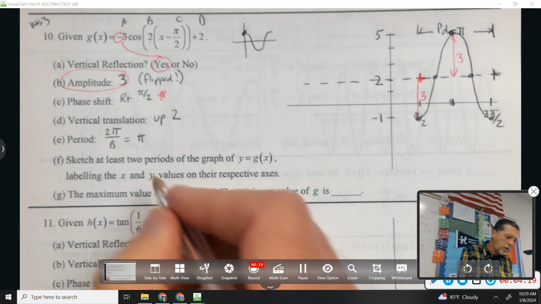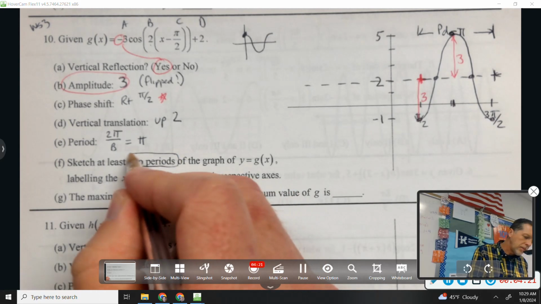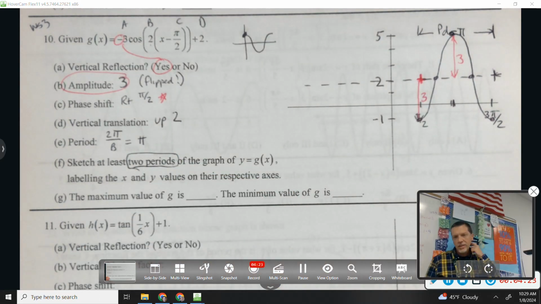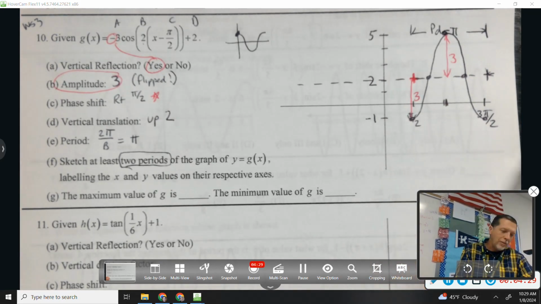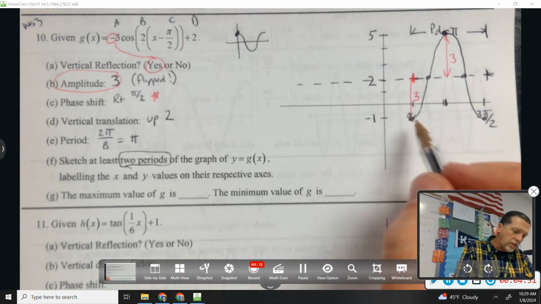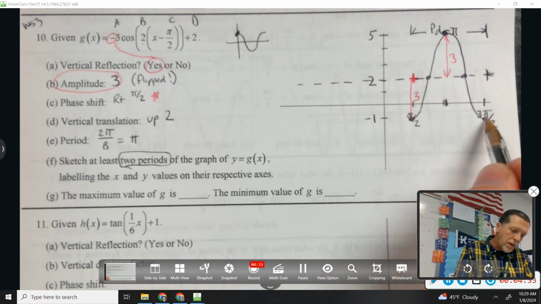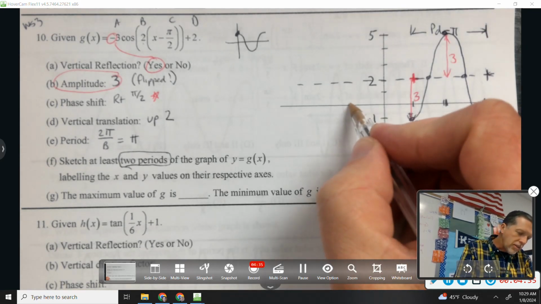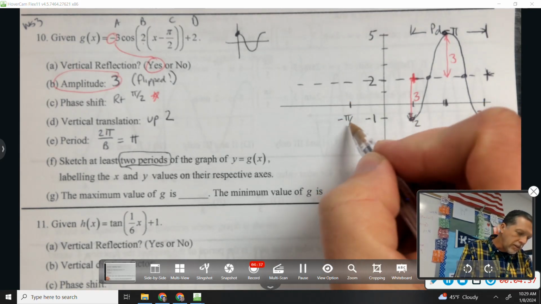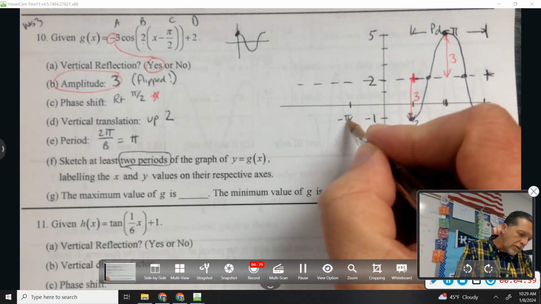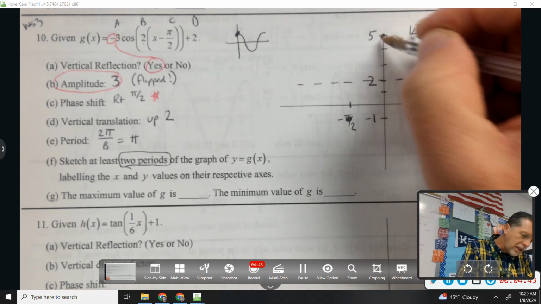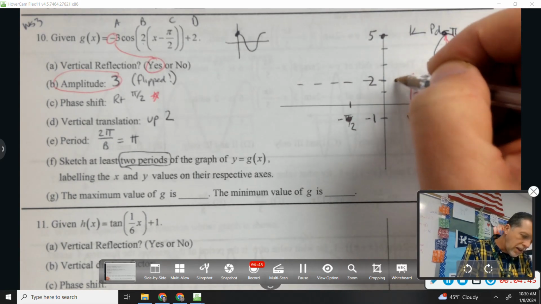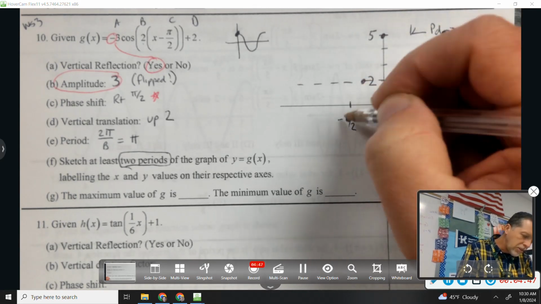Sketch at least 2 periods. Again, that's our default, unless it says otherwise. We want to sketch 2 periods. You can go forward or backwards. Obviously on this one, we're going forward, not really an option. So I need to go backwards pi. So that would put me right there at negative pi over 2. So that would be another minimum. A maximum would be right there. Halfway in between are the zeros.